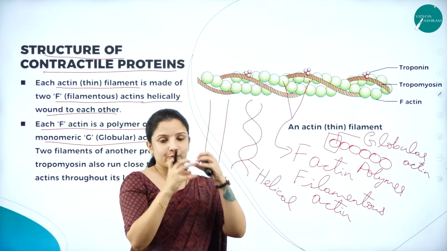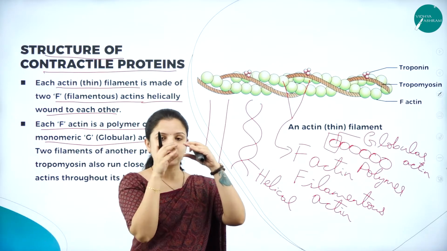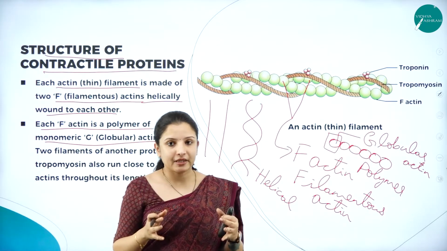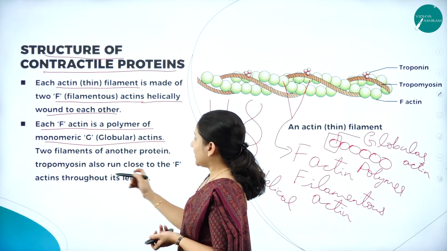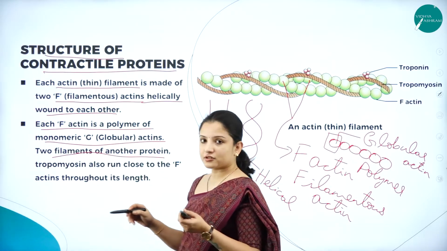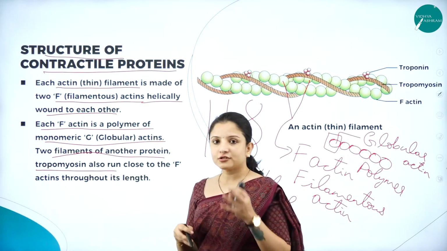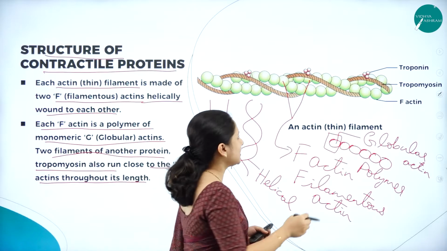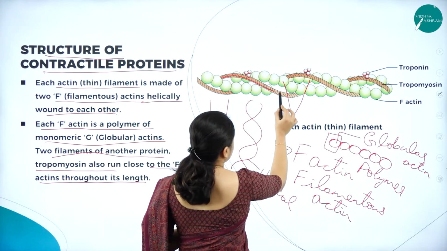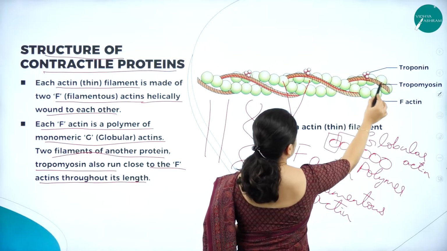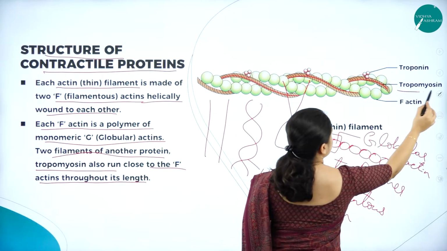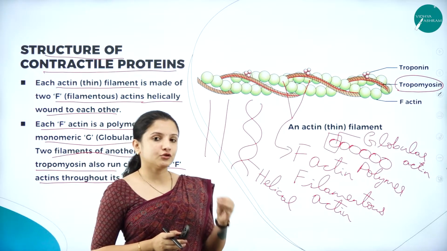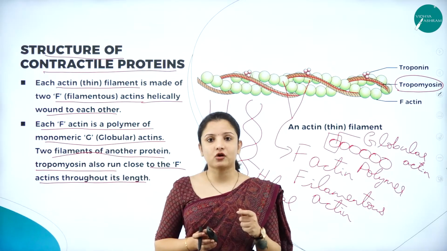Each of these globular actins come together, they are joined together to form chains or polymers, which are called the filamentous actin. And two filaments of another protein, which is called tropomyosin, also is present close to the F actin throughout its length. If you can see here, these are the tropomyosin. They are also proteins which are present very close to the F actin. So, therefore, so far we understood the structure of the contractile protein.